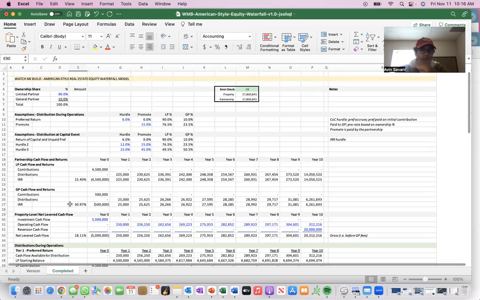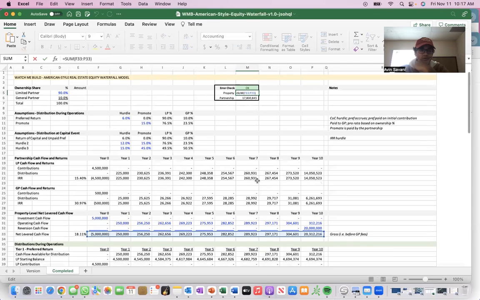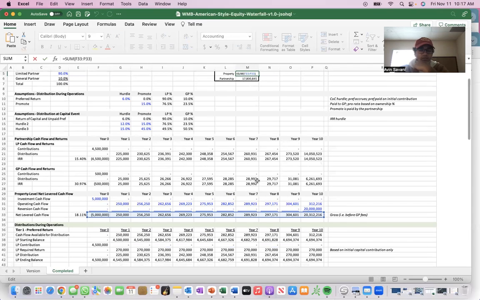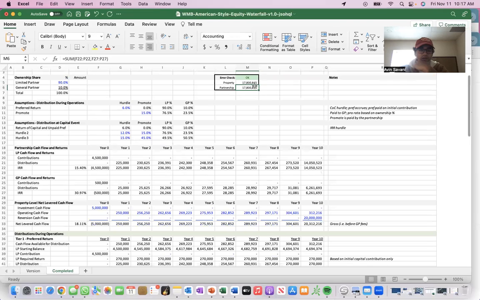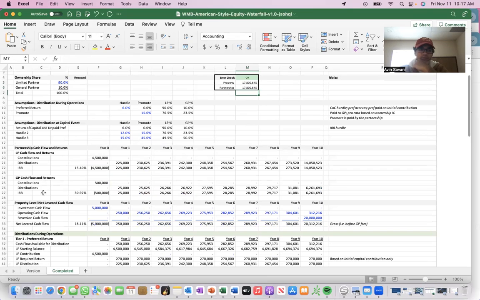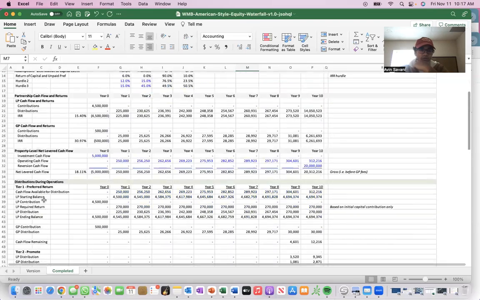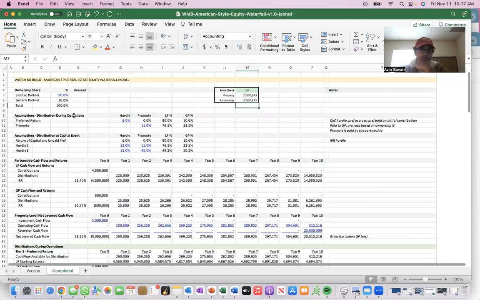This error check is basically taking the sum of all of the net levered cash flows from the property and matching that up with the sum of all of the distributions for the LP and GP. So this is a nice summary tab right here. It shows you how much the GP and LP are actually making from all of these waterfalls.